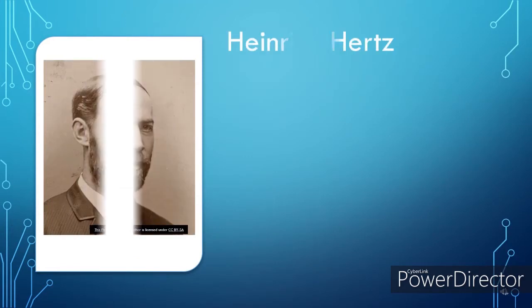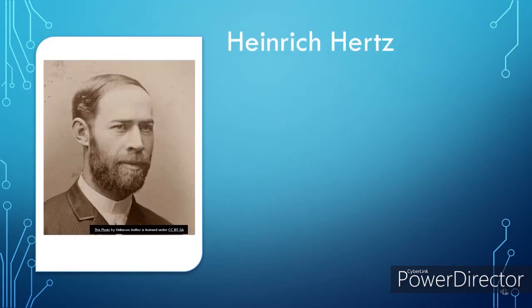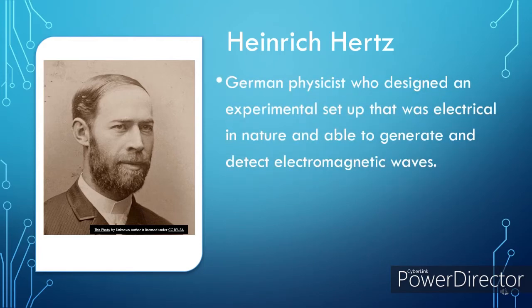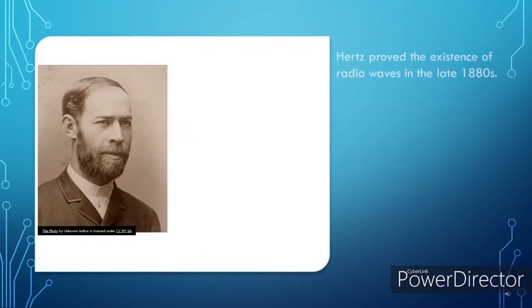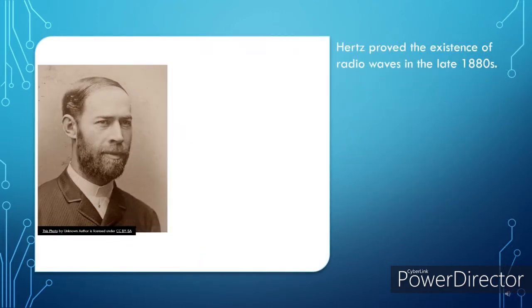Heinrich Hertz. It was only after the death of Maxwell that Heinrich Hertz, a German physicist, designed an experimental setup that was electrical in nature and able to generate and detect electromagnetic waves. He showed experimental evidence of electromagnetic waves and their link to light. Hertz proved the existence of radio waves in the late 1880s.